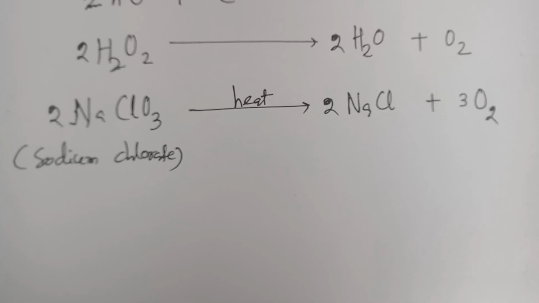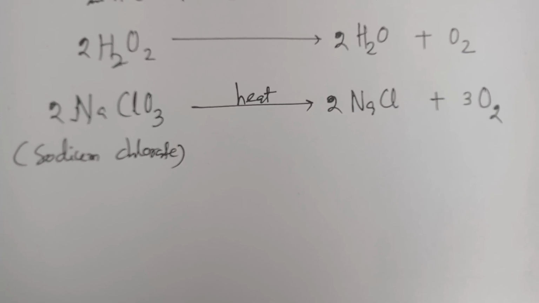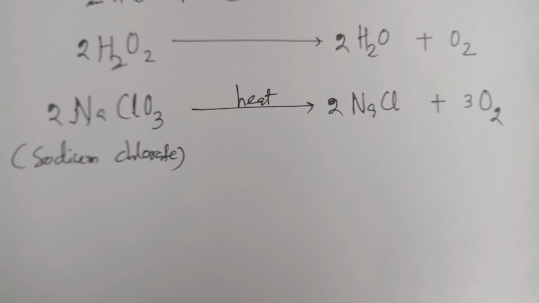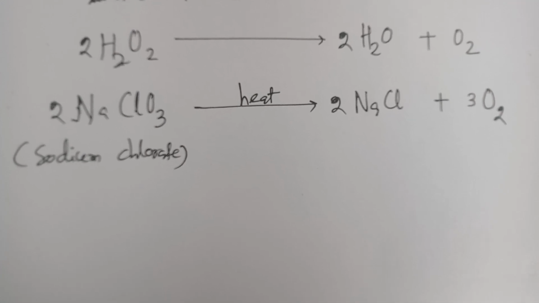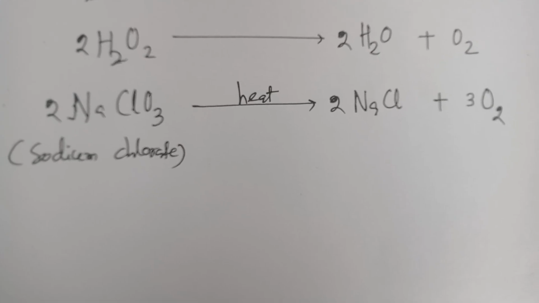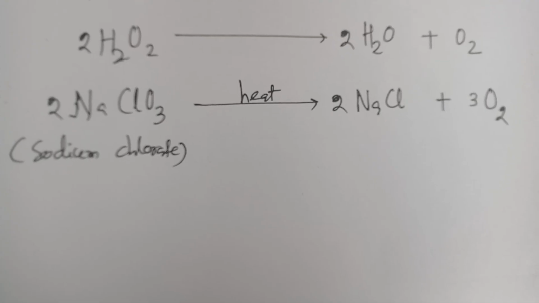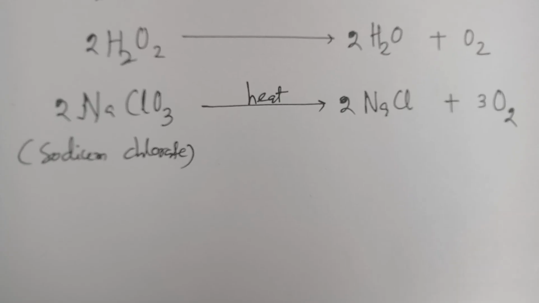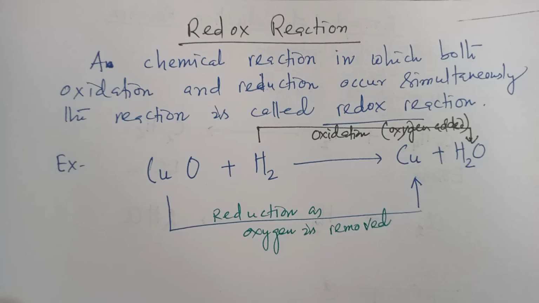Coming to removal of oxygen, we have two reactions here. Hydrogen peroxide decomposes to give water and oxygen. This is a reduction reaction. Also sodium chloride, when heat is given to it, forms sodium chloride and oxygen. So in both cases we find that oxygen is removed, hence these reactions are also called reduction reactions.